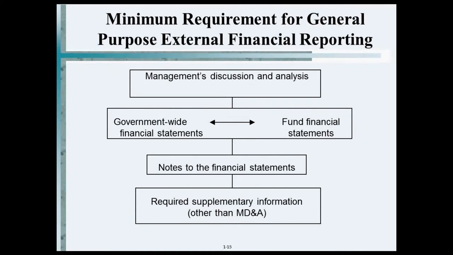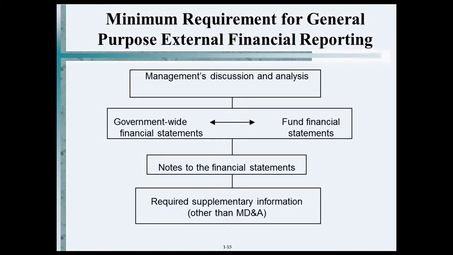This is the minimum requirement for general purpose external financial reporting. This is what your report should contain as a minimum. Most entities do more than this by issuing a CAFR, a comprehensive annual financial report, by adding more things. So what kind of things do they add to this to make it a CAFR? They usually have something like an introductory section, like a statistical section, for instance, right? So you should be familiar with the MD&A. What are the government-wide financial statements that you know? Statement of net position and what? Statement of activities. Those are your government-wide statements. What are the fund financial statements?